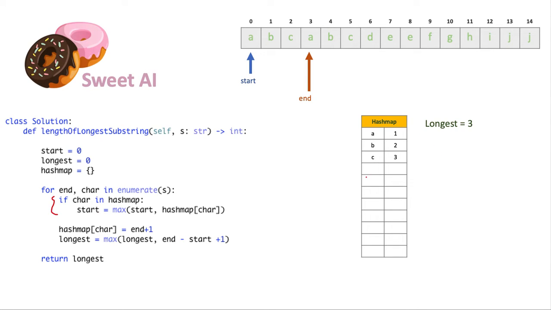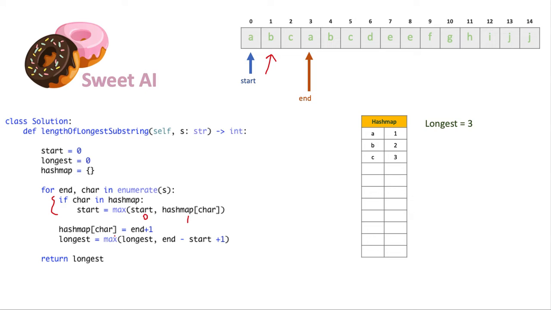If that character is in the hash map, we're going to get the max of the start, which is index 0, and the value in the hash map for that character, letter A, which is 1. The max of these two is going to be 1. So the start is going to be updated to point at this character, because we updated the start to 1.